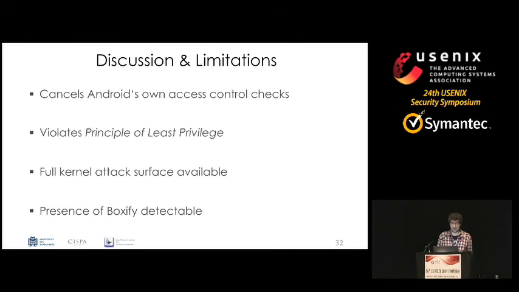Also, while the interaction with the Android middleware is severely restricted by the isolated process, an isolated process can still communicate with the kernel unconstrained. So the full kernel attack surface is available to an isolated process. So if there is a kernel exploit or some kind of root exploit, this is not something that we can defend against. This could be addressed by using something like seccomp, for example.